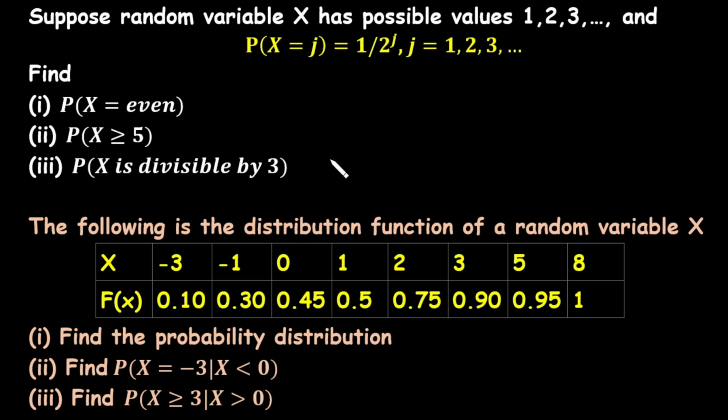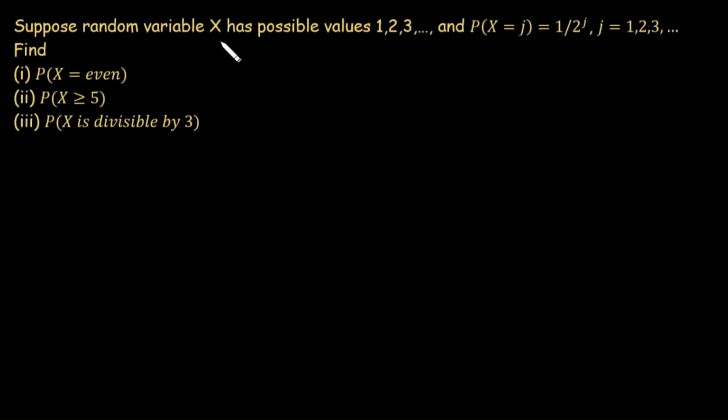Taking the first question, suppose the random variable x has possible values 1, 2, 3 and so on, where the probability corresponding to the random variable is given by this form. What does it mean? The probability defined at any point is calculated as 1 by 2 raised to power that number.